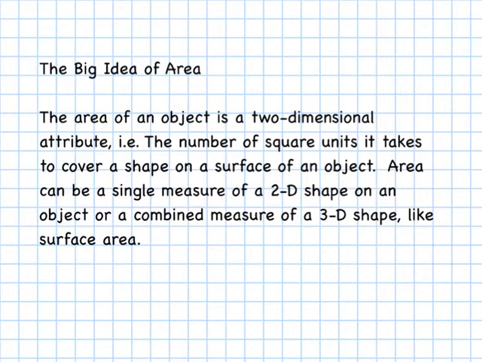Area can be a single measure of a 2D shape on an object or a combined measure of a 3D shape like surface area. We're not dealing with surface area right now, but I want you to keep in mind that area is the measure or a description of a two-dimensional attribute. Those two dimensions are length and width.